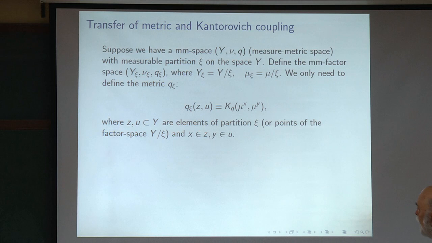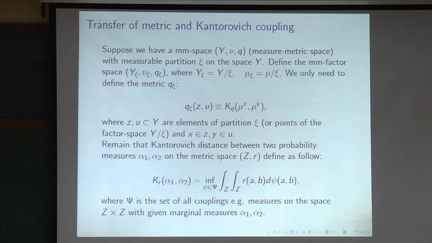Yes, here it is. So the distance between two measures is the infimum of the expectation of the metric with respect to a so-called coupling. All measures on the product of the space with itself, the square of the space, which have given marginal measures alpha 1, alpha 2. This is the Kantorovich definition, and I apply it to this case.